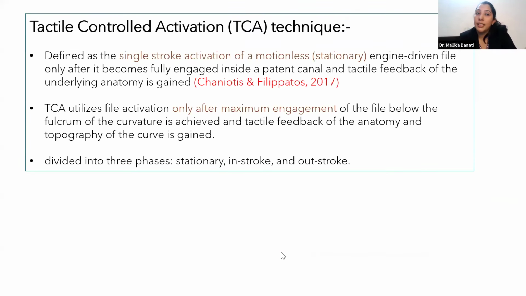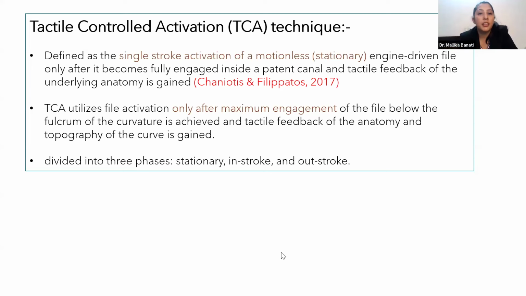We also have a TCA technique, which is tactile controlled activation, which I suppose as endodontists we all have, and more so if you have that tactile when you can feel the tug back, if you can feel the drop in that pulp chamber, you have a good tactile sense.